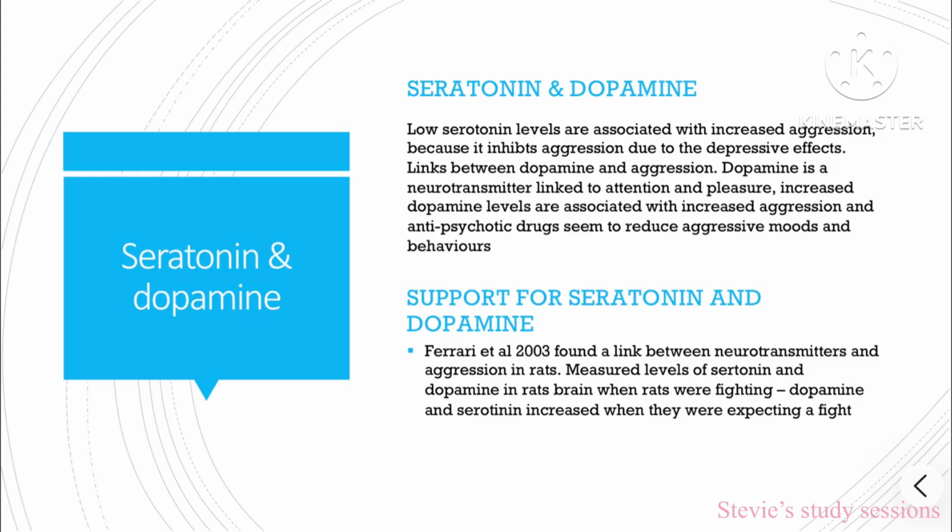Dopamine is a neurotransmitter linked to attention and pleasure. Increased levels of dopamine are associated with aggression, and antipsychotic drugs seem to reduce aggression and aggressive behaviors. Ferrari et al. 2003 measured the level of serotonin and dopamine in rats when they were expecting a fight, and found the level of serotonin and dopamine increased when they were expecting a fight.